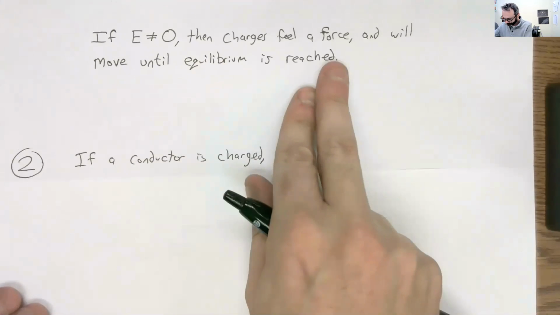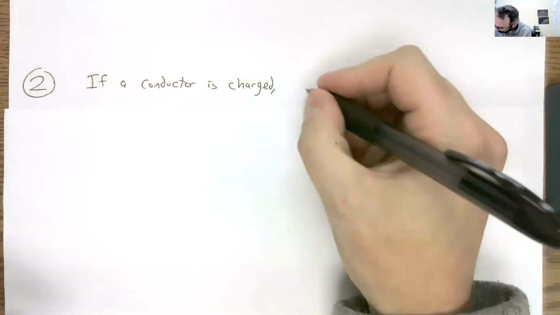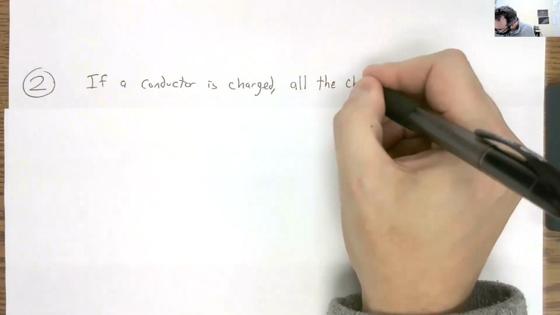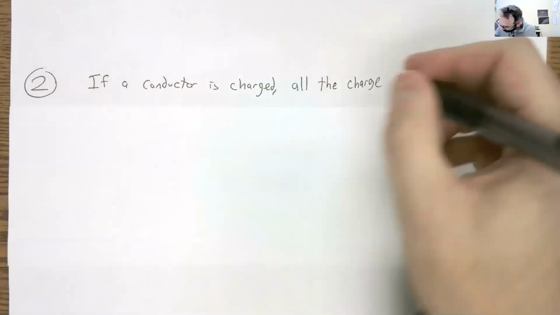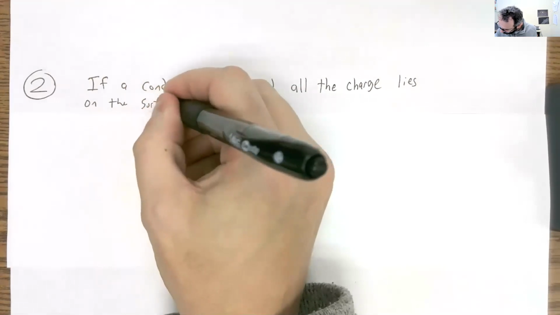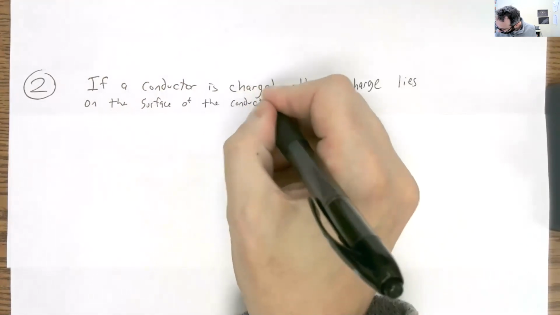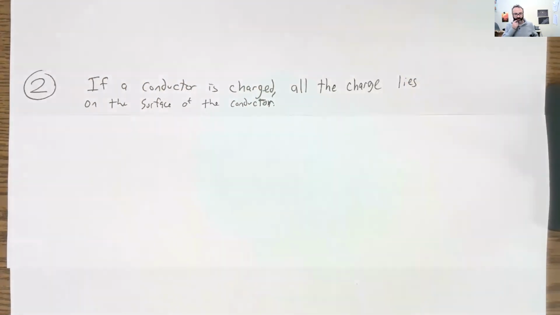The second property of conductors: if a conductor is charged, so if there's any charge at all on the conductor, it's not completely neutral. If the conductor is charged, we can say that all the charge lies on the surface of the conductor, not on the inside of it. And there's a couple at least of good ways to go about showing that that's true.